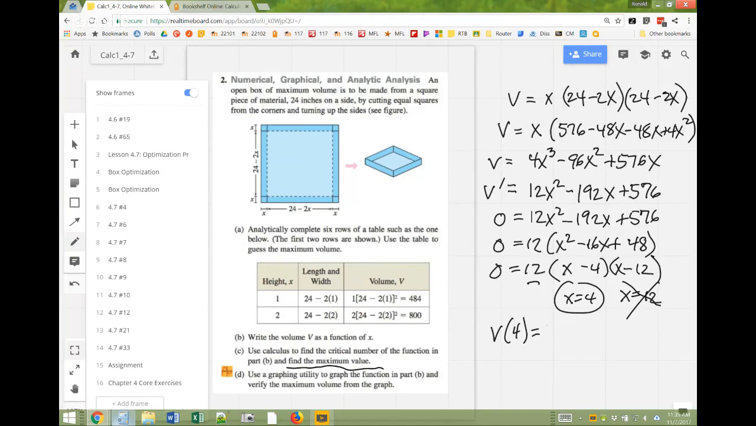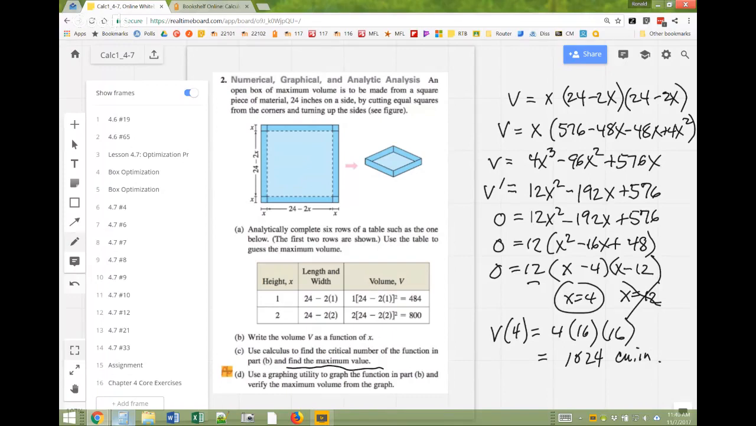So what is V of 4? Well, it would be 4 times what? 16 times 16, 256 times 4, and that's what, cubic inches? These are inches. Yep.